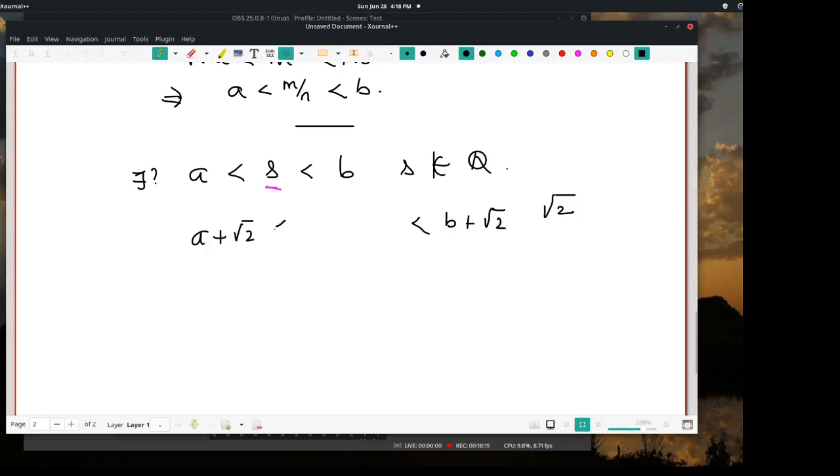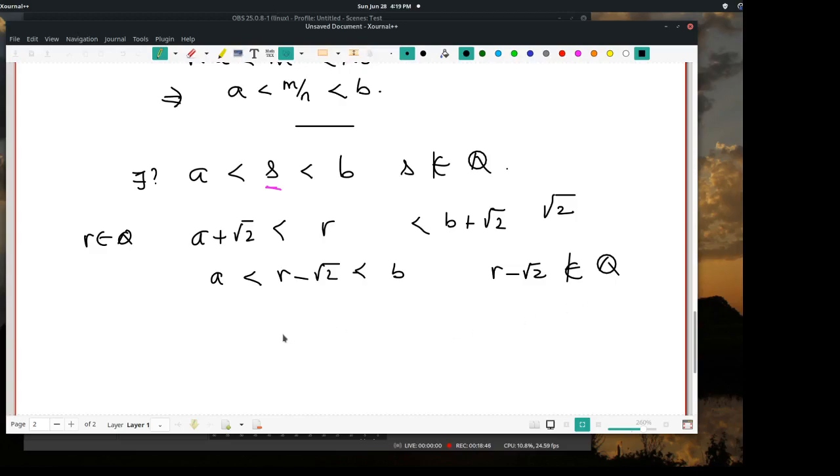Now by our earlier result, I know there is a rational number r in Q, right? Therefore it follows a is less than r minus root 2, which is less than b. And r minus root 2, can it be rational? Then in that case root 2 will be rational. Therefore this is irrational. So I proved it.